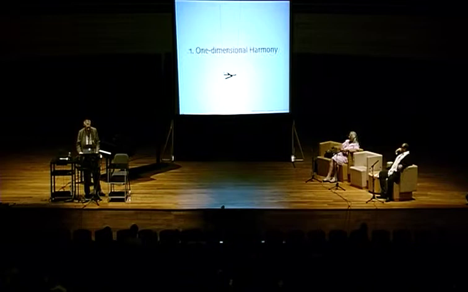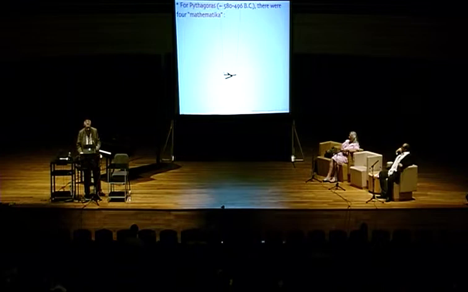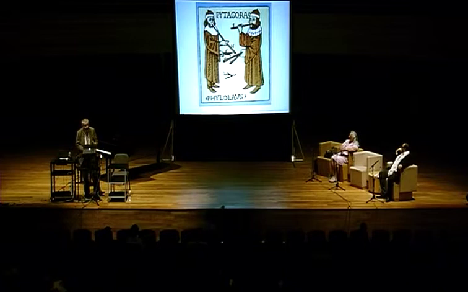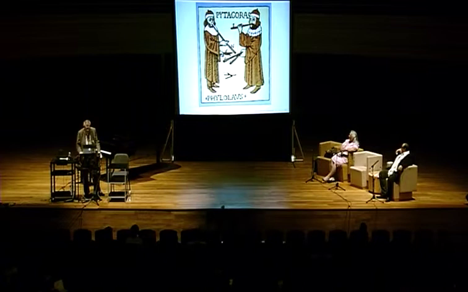So the one-dimensional harmony is very, very simple. I go back, as you will see soon, though I'm going to claim that this is not the right way of looking back, to Pythagoras, for whom mathematics had four components: arithmetic, geometry, astronomy, and music. So definitely music was part of mathematics. And for him, it was critical that the harmonic relations between sounds reflected proportions between integers. There are typical illustrations of this, where the sound produced by flutes is directly connected with the size of these flutes, again with integer sizes.